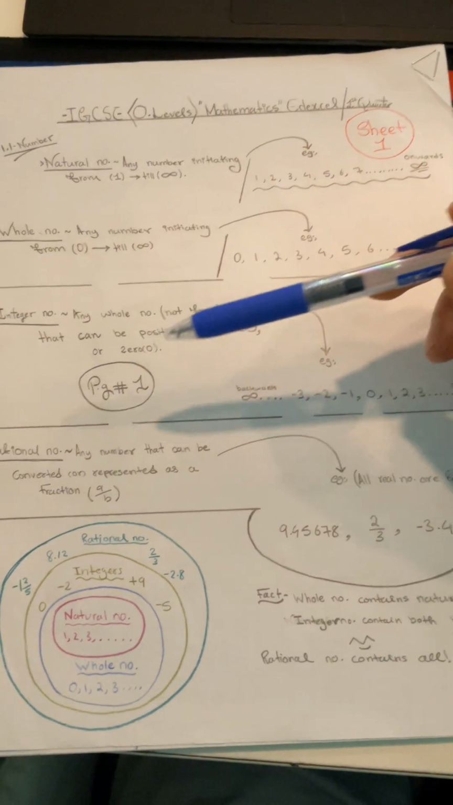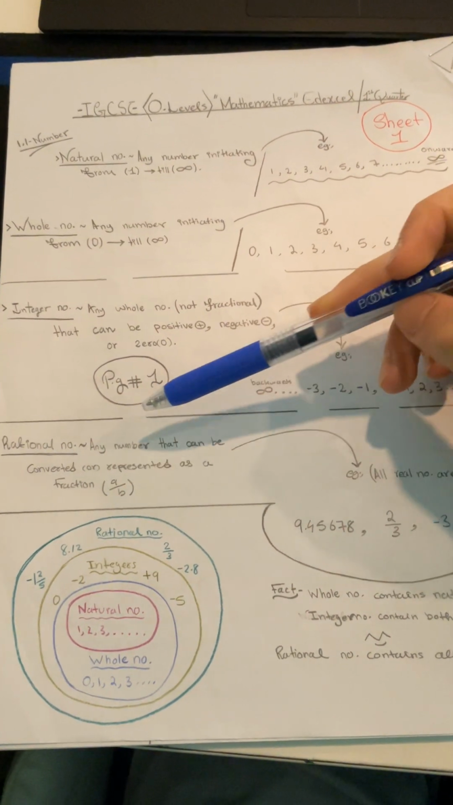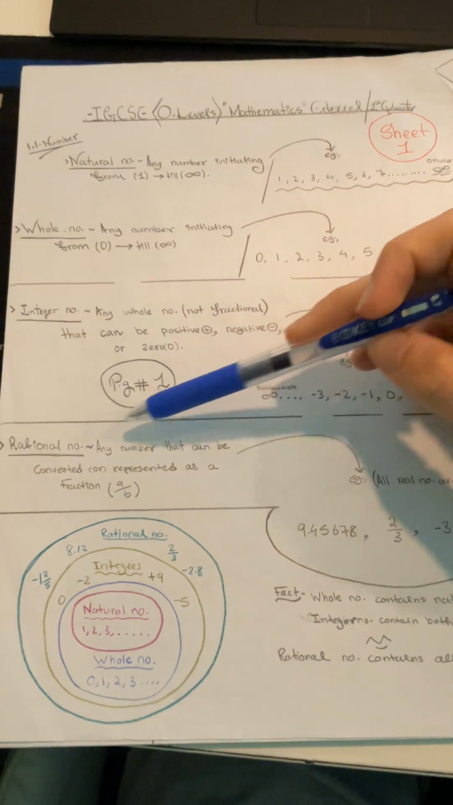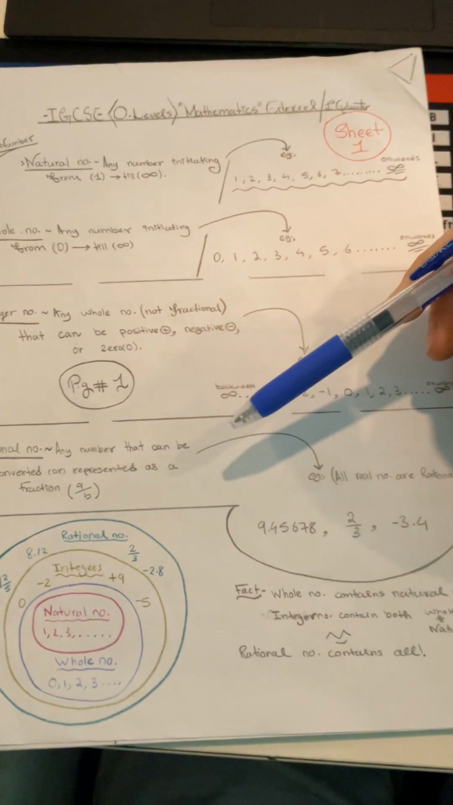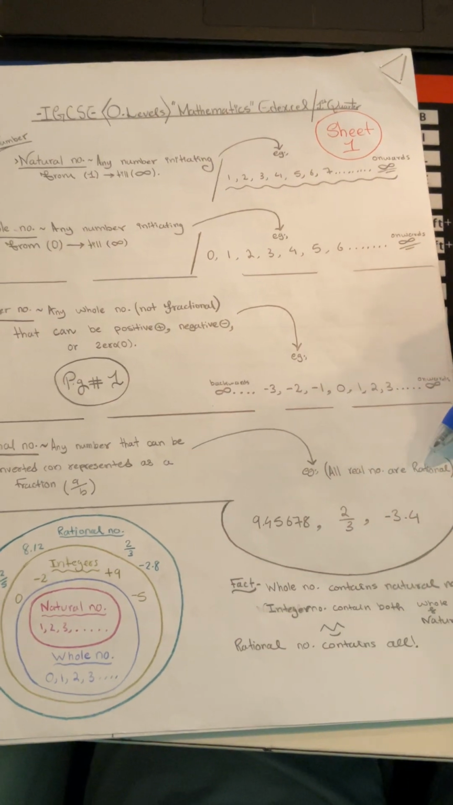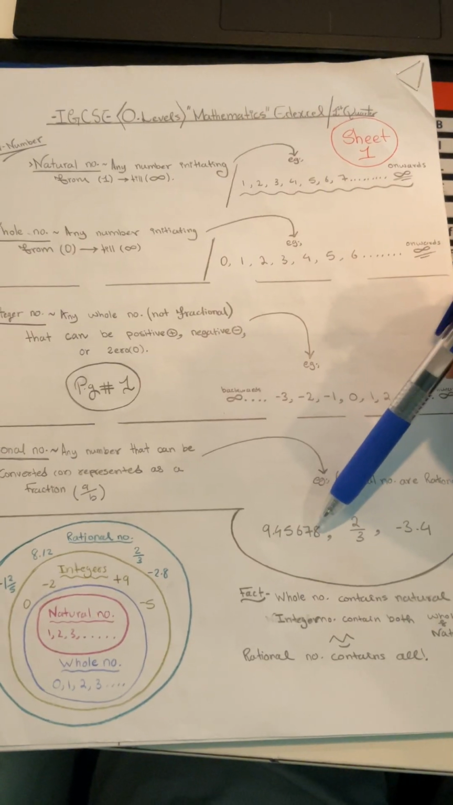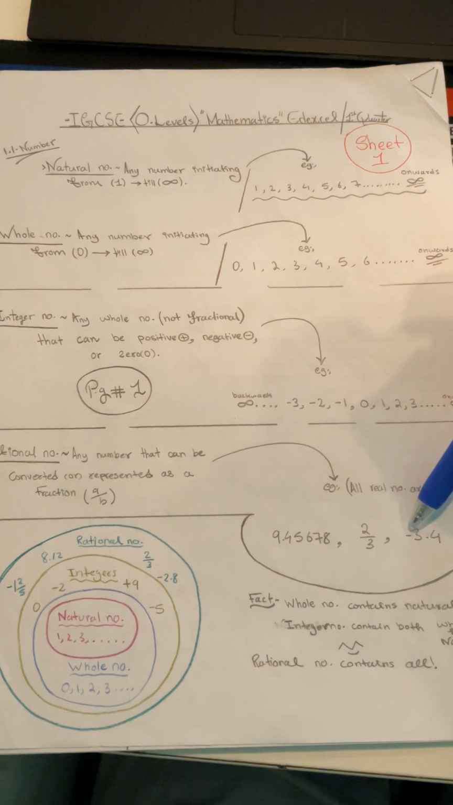A rational number is any number that can be converted or represented as a fraction. For example, 9.45678, 2 over 3, -3.4.